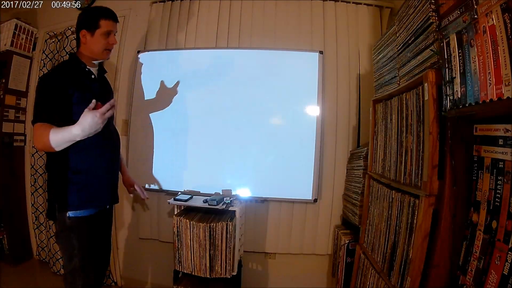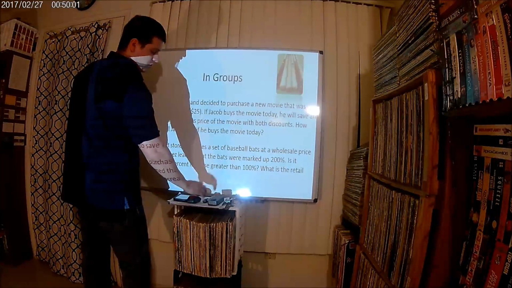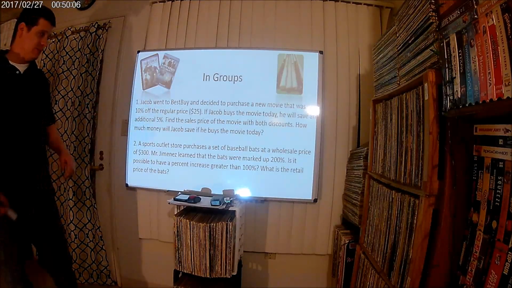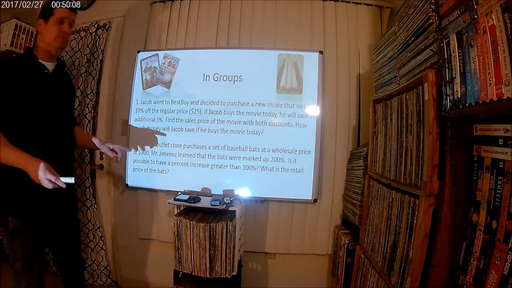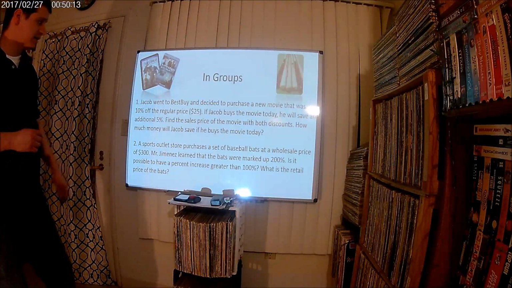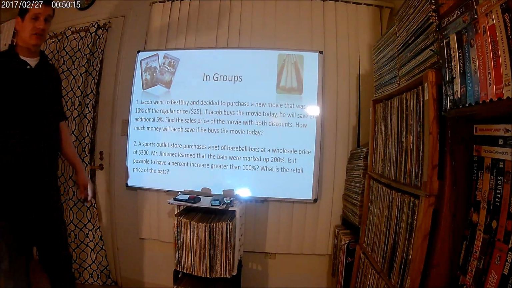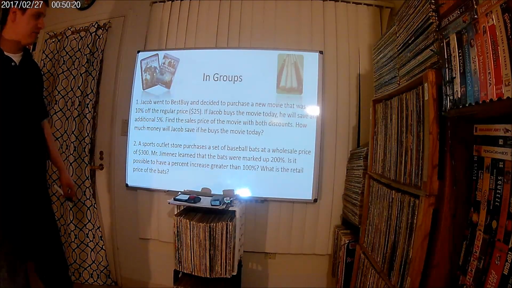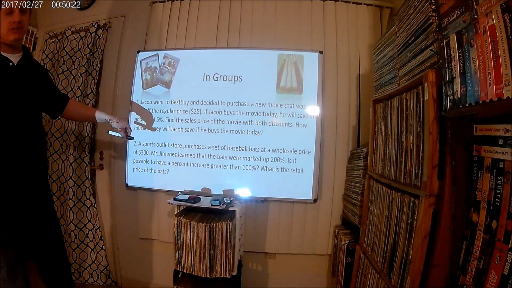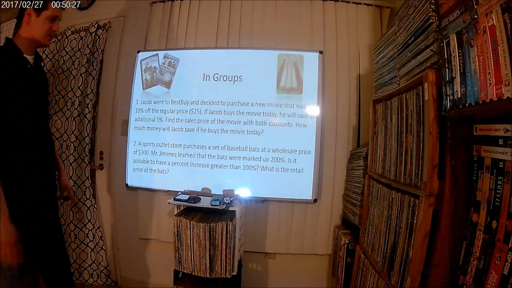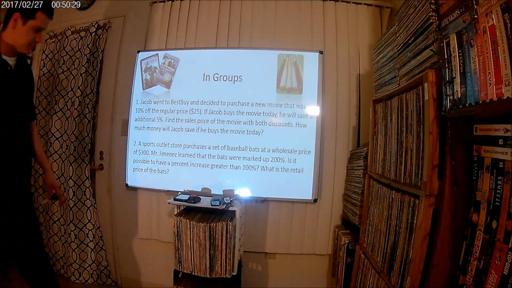Okay, so now that we did markups and we did markdowns, let's go ahead and take a couple of examples. We're going to work them with your groups or your partners. The first one says Jacob went to a Best Buy and decided to purchase a new movie that's 10% off. This is during Black Friday. So it's 10% off the regular price, but if he shows up today, he's going to get an additional 5%. So what's the final price after the 10% and then the 5%? So figure that one out. Again, use that two-step process to figure the final price.